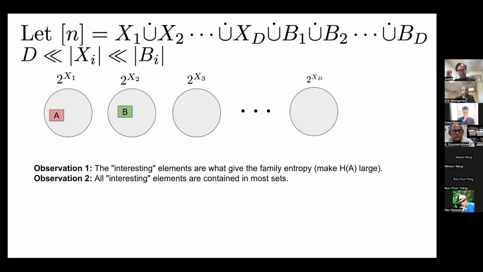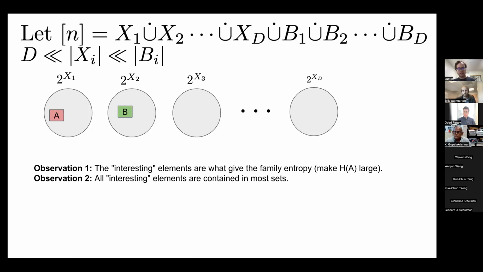The other observation is that all the interesting elements are contained in most sets. That's because we replace this B in X2 with B union X1 all the way up to XD. So this family really grossly violates the condition that every element is sparse, because the elements in xi are in some 1 minus 1 over d fraction of the sets. Okay, any questions on this?